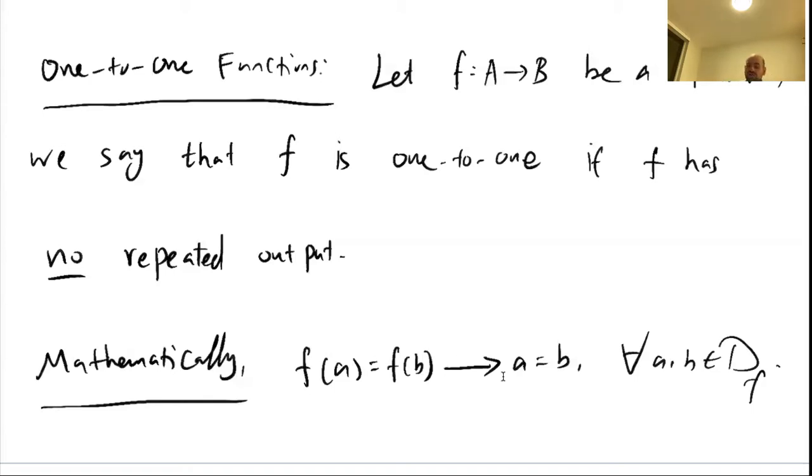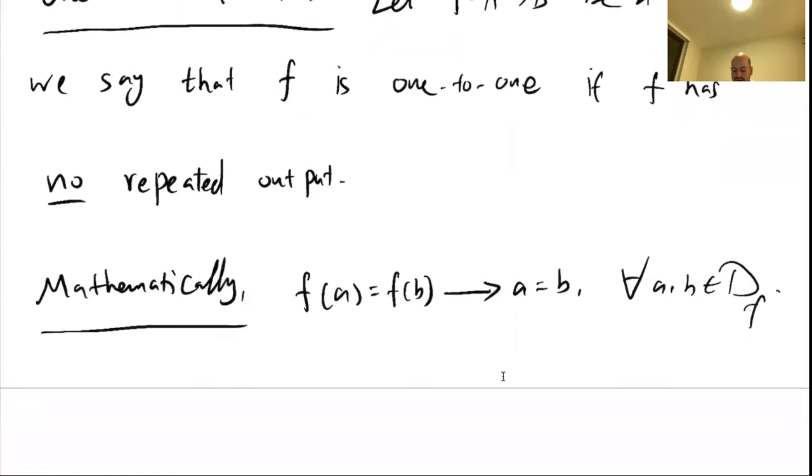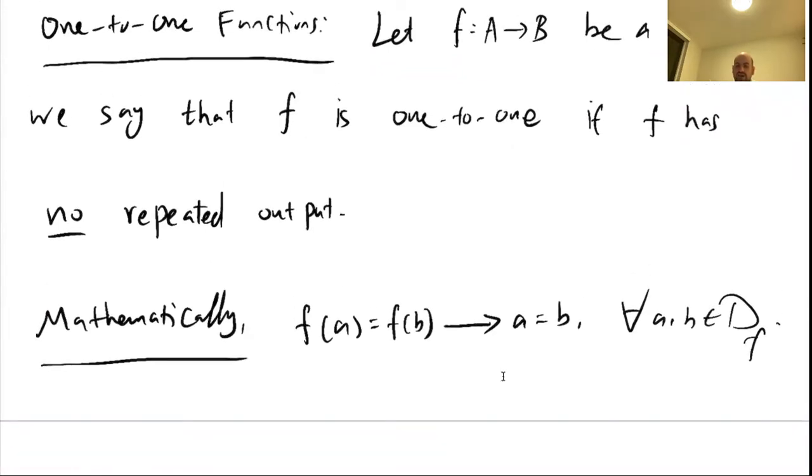Therefore I have a function, but I do not have a one-to-one function. If you want to have a one-to-one function, you should not have a repeated output. Once you find a repeated output, then the function is not one-to-one anymore. So f is one-to-one if f has no repeated output. Mathematically, why is this the equivalent definition? f of a equals f of b must imply that a is equal to b. Why? Because f of a equals f of b means two outputs are equal. Remember, f of x is the output.